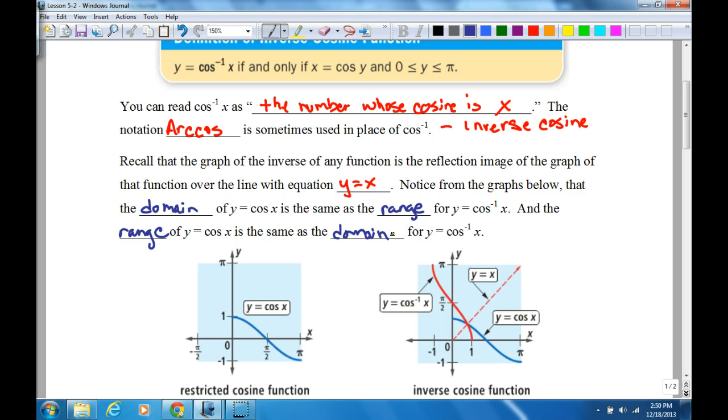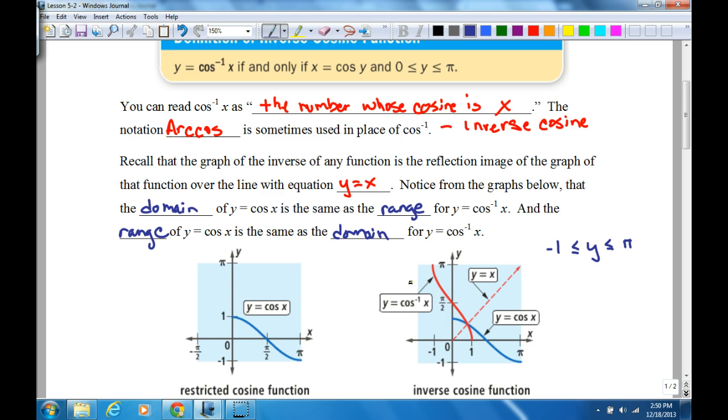Okay, the other thing I want to point out is notice that there's a limit on this graph. Where does it stop? At pi. So the y's are between what numbers on this one? And what is the domain on this one? Actually, on this one it's pi over 2 and pi. So, yeah.